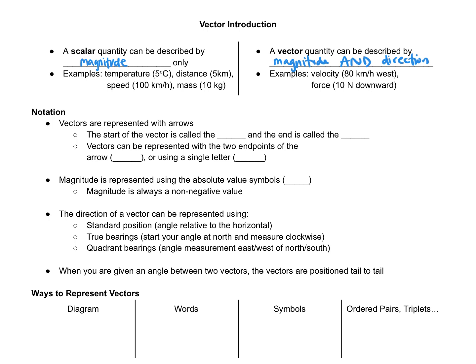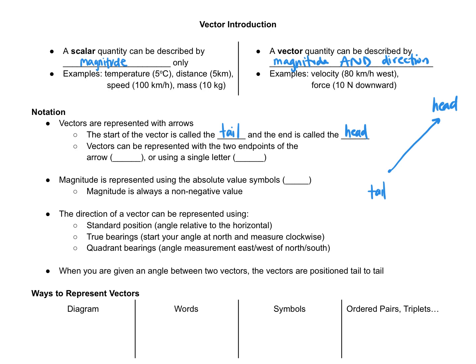Now, some notation. A vector can be represented with arrows. So for example, this is a vector. The start of the vector right here is called the tail. Here's the tail of my vector. And the end is called the head. So where the arrow is the head of the vector.